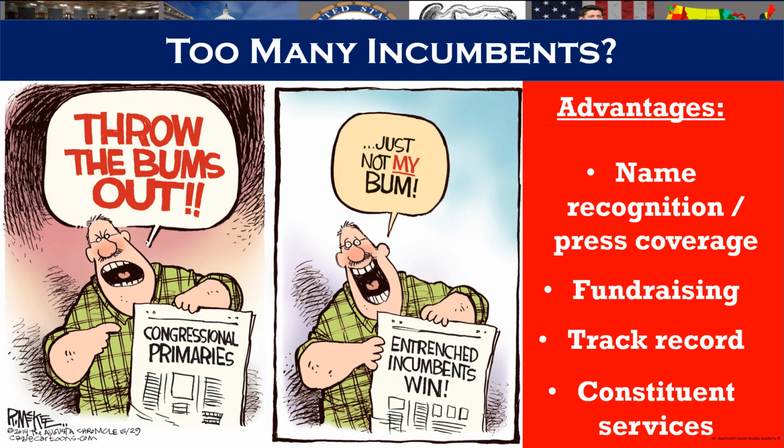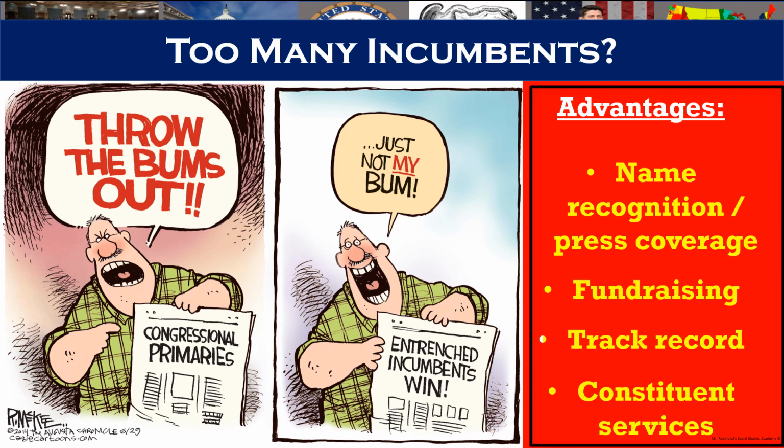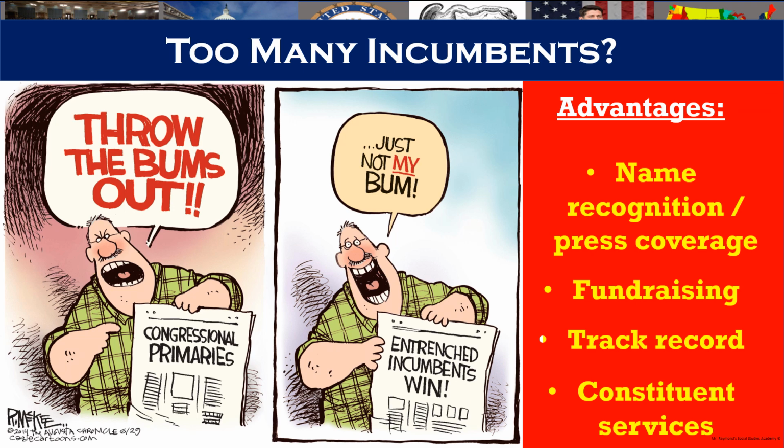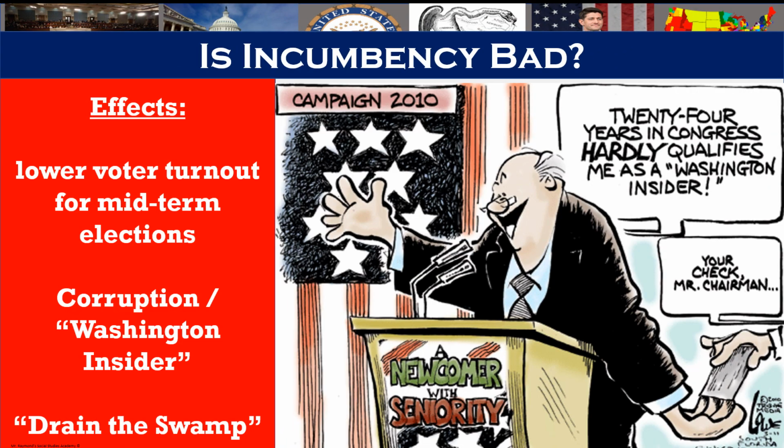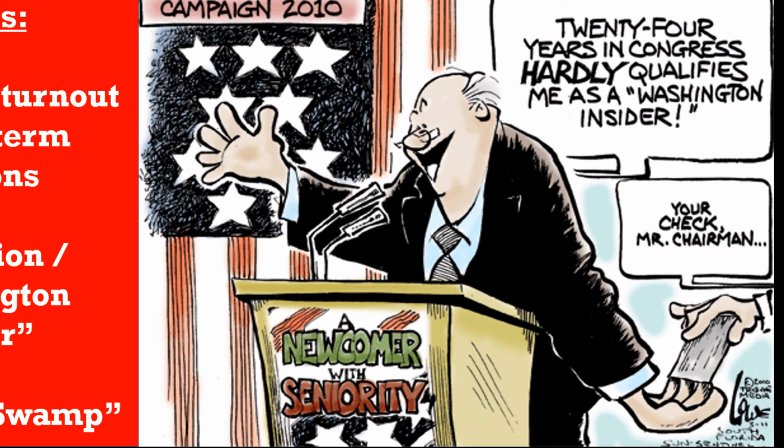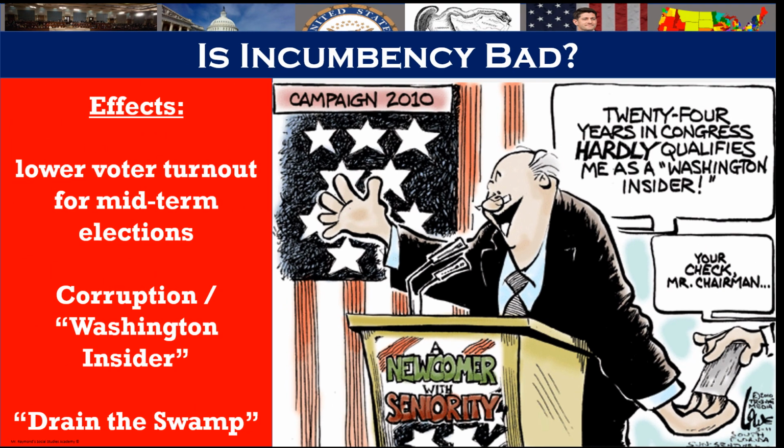Incumbents have many advantages over new challengers, including name recognition, fundraising, track record, and services that they supply to their constituents. And incumbents' ability to keep getting reelected is pretty remarkable in spite of Congress having a terrible approval rating in recent years. There has been a backlash against what is known as the quote-unquote Washington insider, that they are out of touch with the American people, and people often perceive them to be corrupt and swayed by corporate interests. In fact, President Trump ran on a pledge to quote-unquote drain the swamp of Washington insiders, and this can create apathy or a lack of interest, as demonstrated by very low voter turnouts in midterm elections.